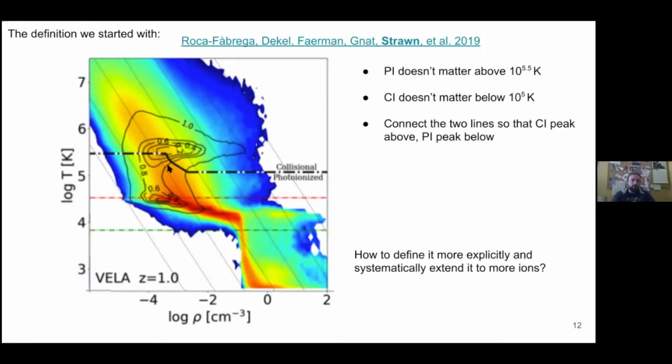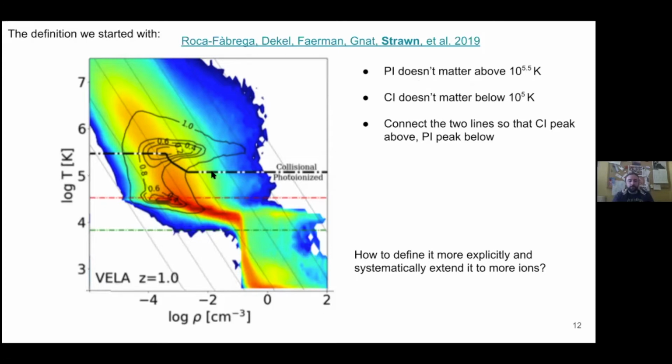And so what we noticed was that if we turn on and off photo and collisional ionization separately in Cloudy, if we turn on and off photoionization, it doesn't matter for your oxygen 6 fraction above 10 to the 5.5. So it doesn't matter if it's on or off at any point up here. We also noticed that CI doesn't matter. You can turn that on and off if you're below 10 to the 5. So we got these two black horizontal lines.